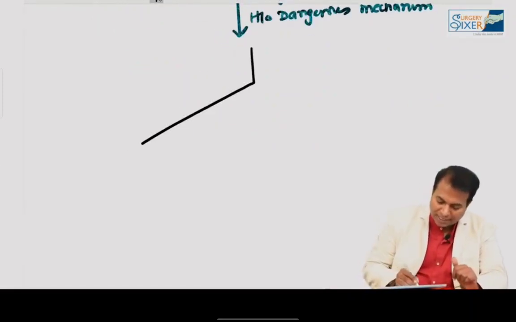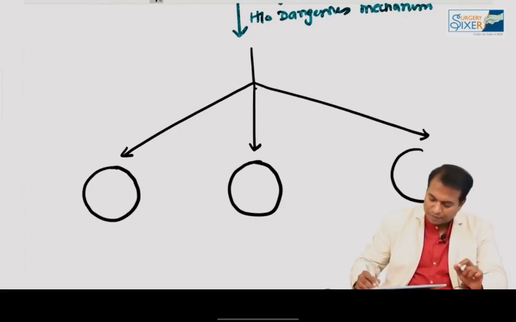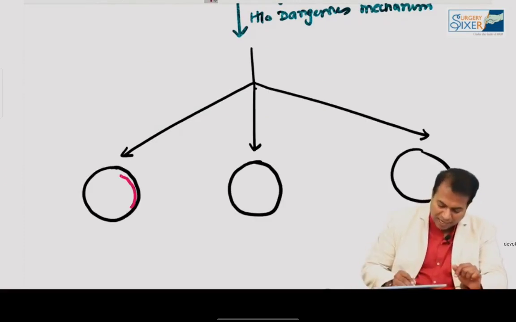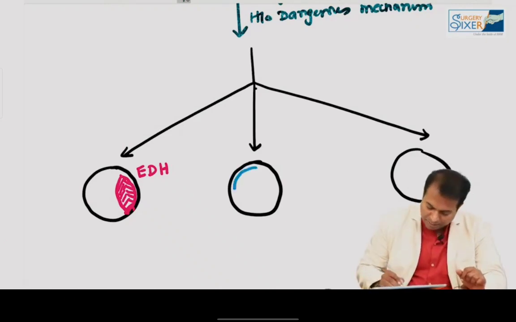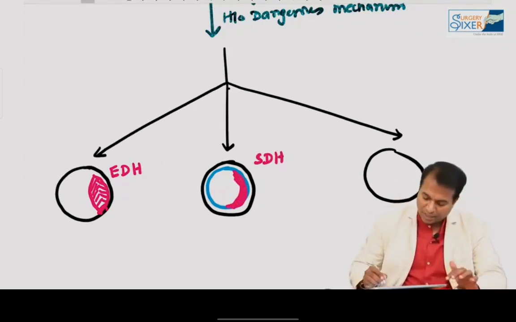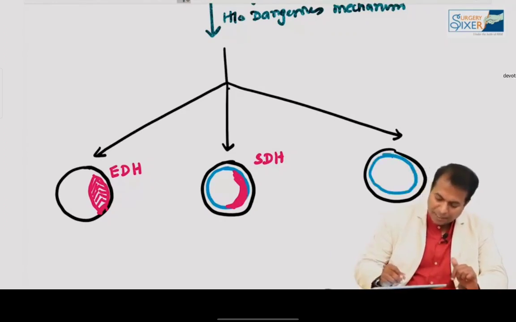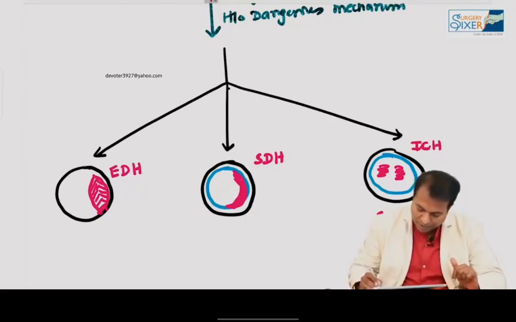In non-contrast CT, I can get 3 images in a head injury. 1, 2, 3. These are the 3 skulls. In image number 1, I will get a hematoma like this. What is this hematoma? It is EDH, extradural hemorrhage. In image number 2, I am getting a hemorrhage like this. This is SDH, subdural hematoma or subdural hemorrhage. And in image number 3, I am getting hemorrhage inside the brain like this. It is intracerebral hemorrhage, which also includes subarachnoid hemorrhage.